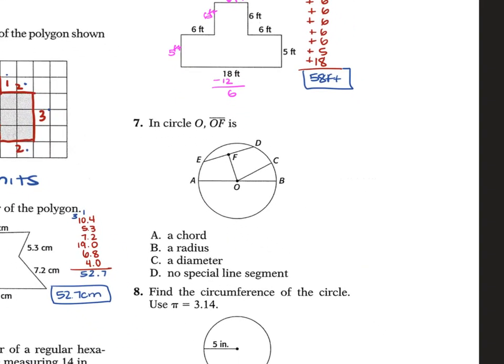Seven says in circle O, the line OF is a chord. OF is here. No, it's not a chord. A radius, no. Diameter, no. No special line, so it's D.